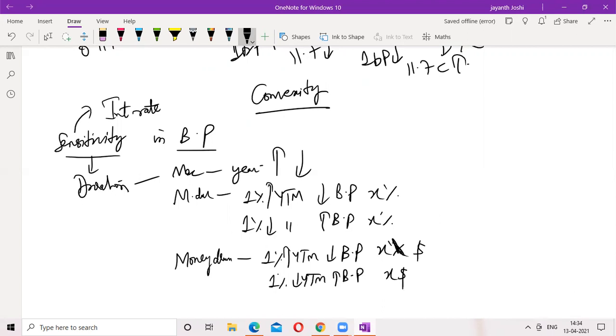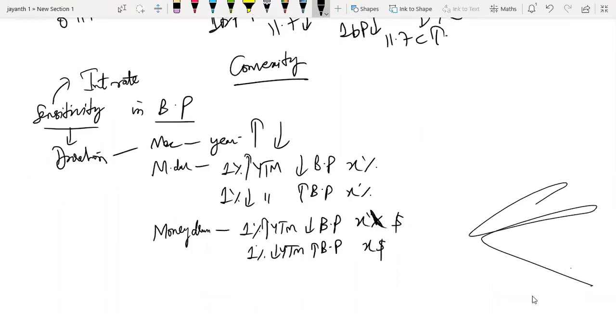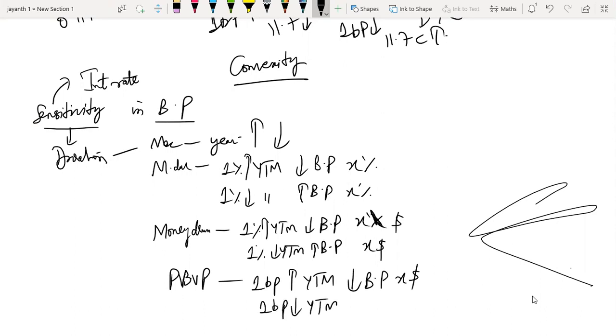In that, we also saw PVBP. So what does that PVBP say? 1 basis point change in yield to maturity decreases your bond price with some X dollars. 1 basis point decrease in your yield to maturity increases your bond price with some X dollars. We have seen all this. And apart from this, only one more thing to see, that is convexity.